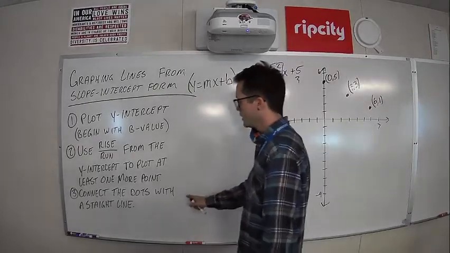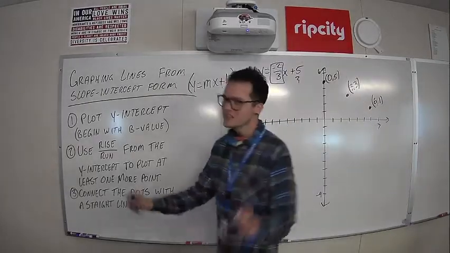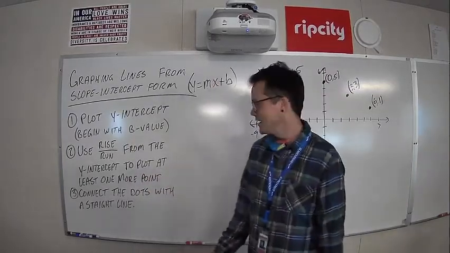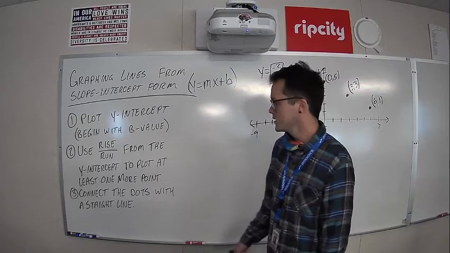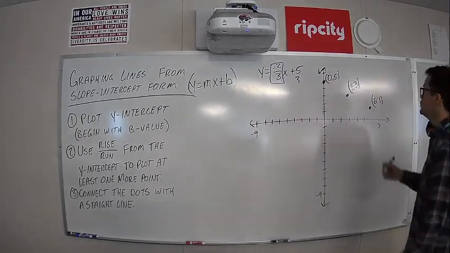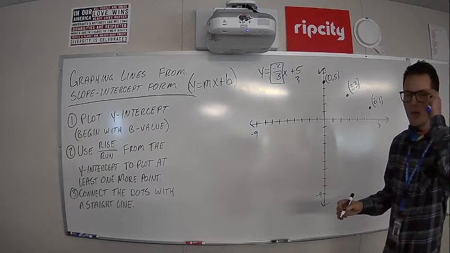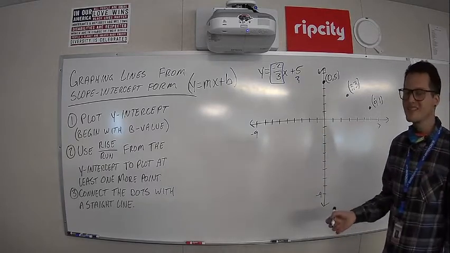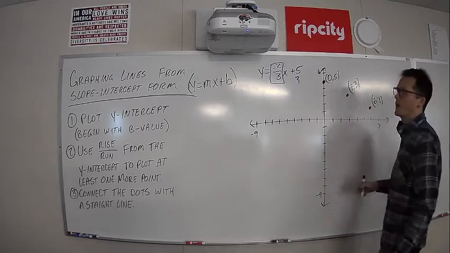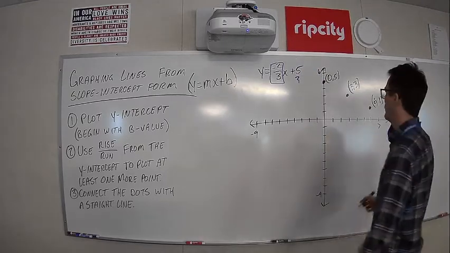Step number 3, probably the most fun one, but potentially the most frustrating if you're a perfectionist. Fortunately for myself, I am not. But connect the dots with a straight line. So we're just going to draw a line through these points here. Do your best to make it as straight as possible, and continue it in both directions, because the line doesn't stop with just these 3 points. It goes on forever in both directions, and we'll indicate that with an arrow at both ends.